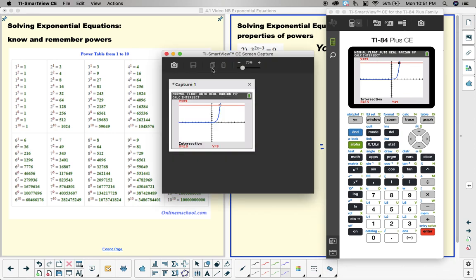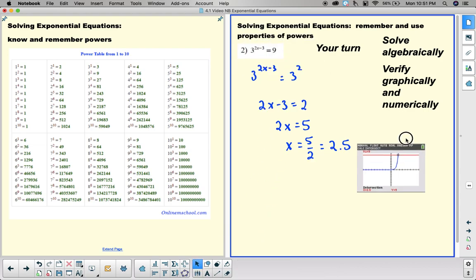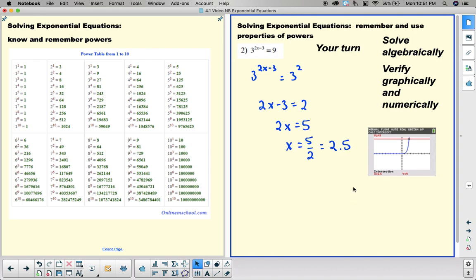Screenshot, copy, paste, and there I've verified graphically. Yeah, forget the and. I changed it to an or.